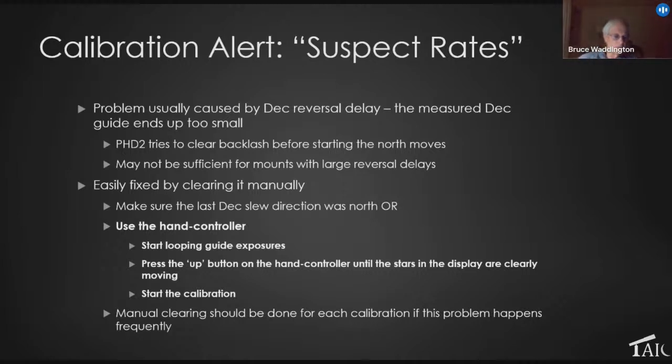So what we actually tell them to do is to use the hand controller. And what you do is you make sure that PHD is looping guide exposures. So you're watching the guide camera frames come in, you're looking at a star field, and you just press the up button on the hand controller until the stars in the display are clearly all moving. Okay, they're all going to move as a group in one direction. At that point, you know you've cleared the backlash in deck, and you can start the calibration. And that's going to work, and that's going to eliminate this suspect rates alert probably 90% of the time.